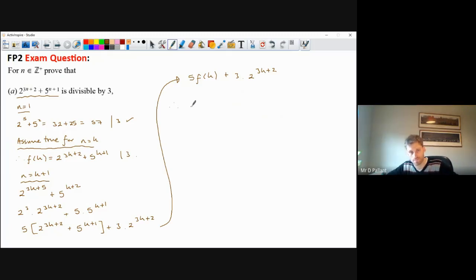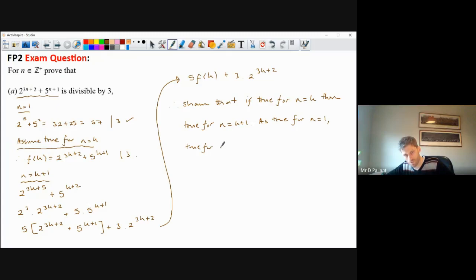So therefore, shown that if true for n equals k, then true for n equals k plus 1, as true for n equals 1, true for all positive integers. Okay.